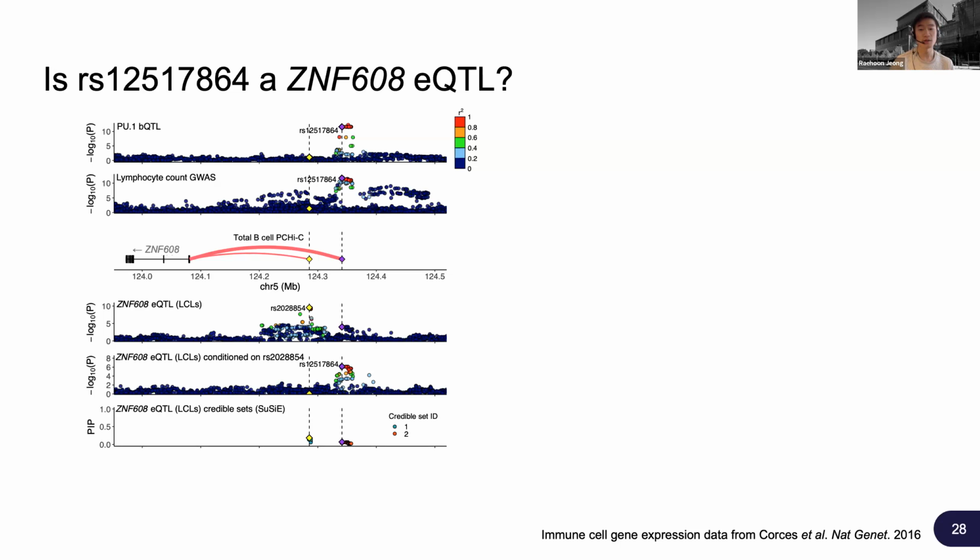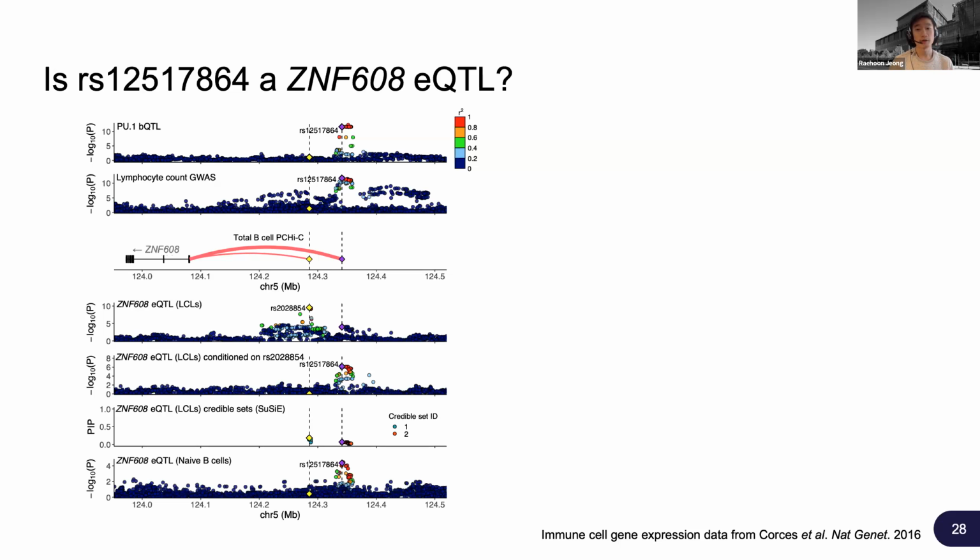Fortunately, there was EQTL data in naive B cells to ask this question. It turns out that in naive B cells, we only see the EQTL signal corresponding to RS12. The yellow variant now has no association whatsoever. And this reflects the cell type specificity of EQTLs and the importance of investigating the right cell type depending on the GWAS loci.